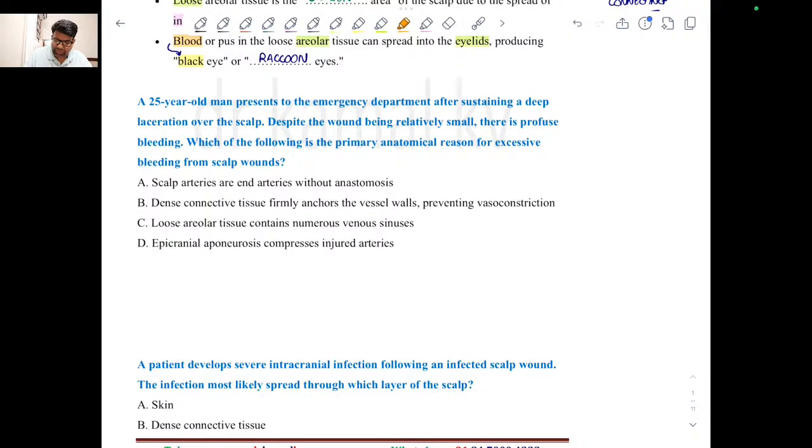Now this question is asked in FMG. The question was about a patient who came to the emergency department after sustaining a deep laceration over the scalp. Although the wound is small, there is profuse bleeding. So the wound is small, but there is too much blood loss. Now what is the anatomical reason for excessive bleeding from scalp wounds?